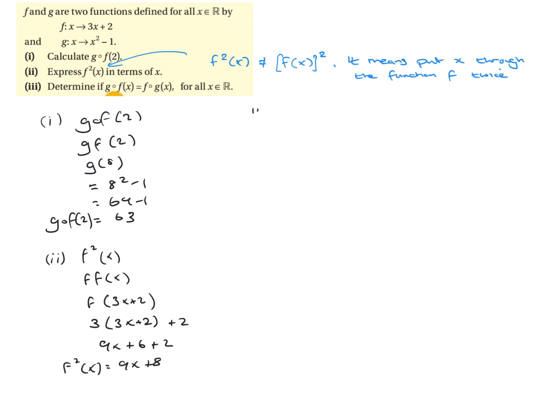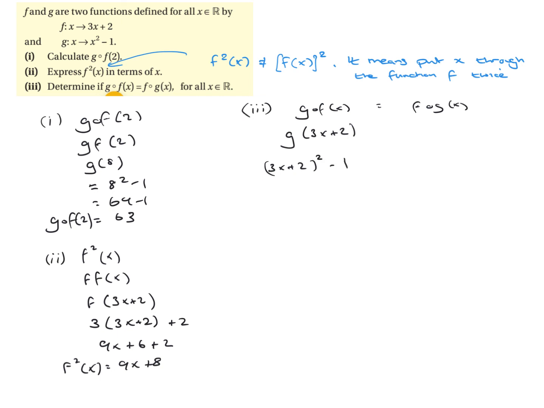The last one asks us to determine whether g f of x is equal to f g of x. So let's see if that's the case. We'll start with g f of x. So g of f of x, if we have a look here, f of x is 3x plus 2. So we can replace f of x with 3x plus 2. That means we are now sticking 3x plus 2 through my g function. So it's now going to be x, which is 3x plus 2, squared, minus the 1.